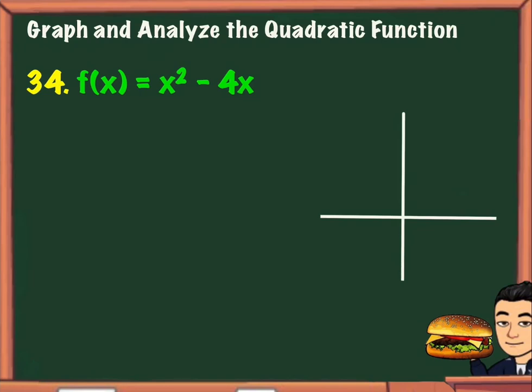For number 34, the leading sign of the function is positive and the a value is equal to 1. So we're going to have no change on the steepness of the parabola, and this graph is going to open up.